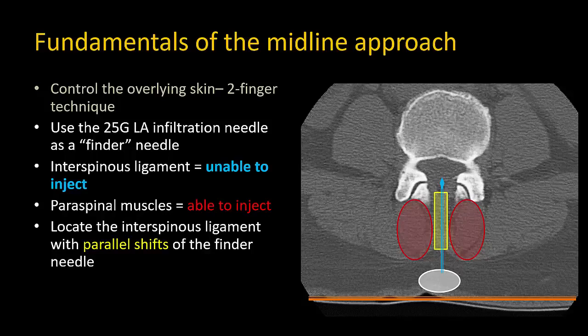Small adjustments can be made through the same skin puncture site by shifting the skin with our 2 fingers, but if necessary, a new skin puncture should be made.